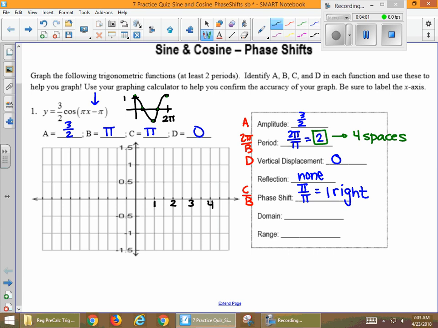The thing that's different is we can't just plop our graph down with a period of 2 because we have the phase shift. That's the last thing here. Our phase shift is 1. So instead of starting here on our y-axis, we're going to start 1 to the right with our pattern. We have to remember our amplitude is 1.5. So I'm going to start here 1 to the right because of the phase shift.